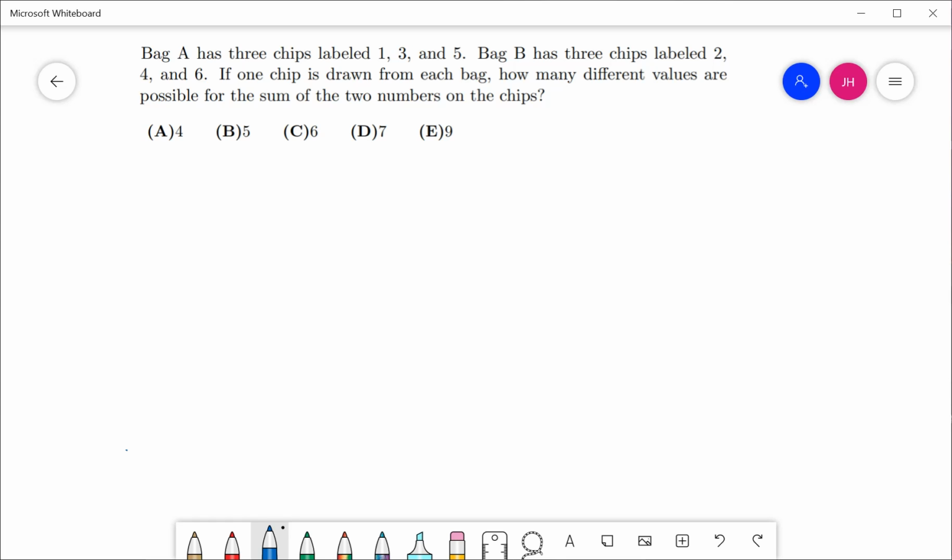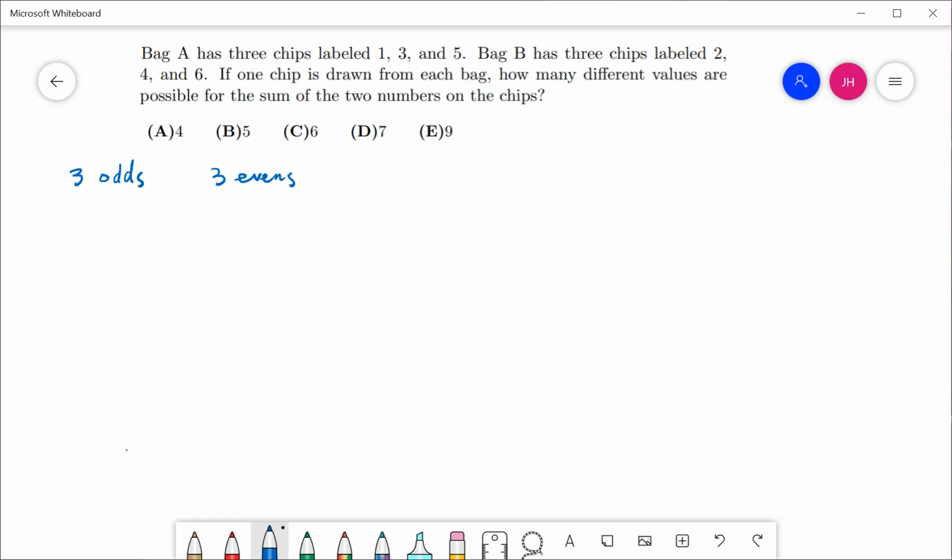In this problem, we have two bags. Bag A has 3 chips labeled 1, 3, and 5. Bag B has 3 chips labeled 2, 4, and 6. So one bag with 3 odd numbers, and the other bag with 3 even numbers.